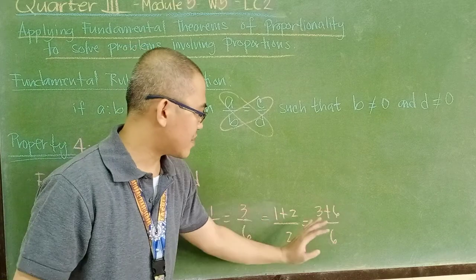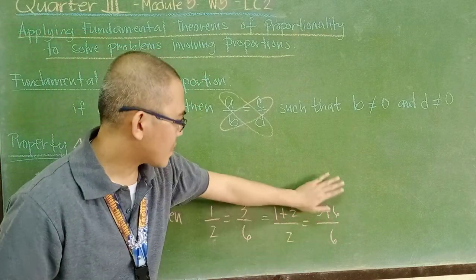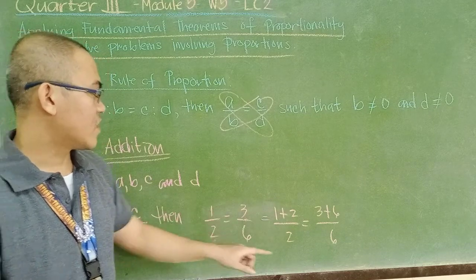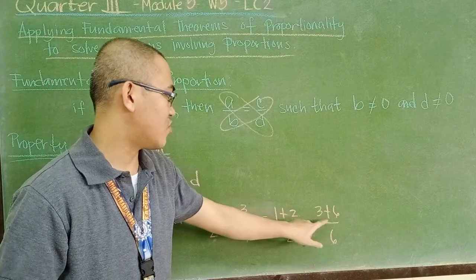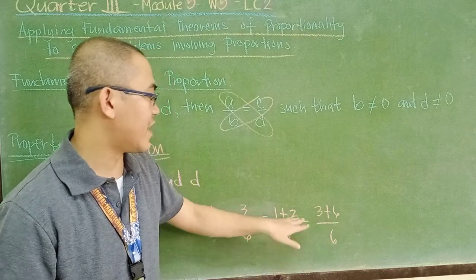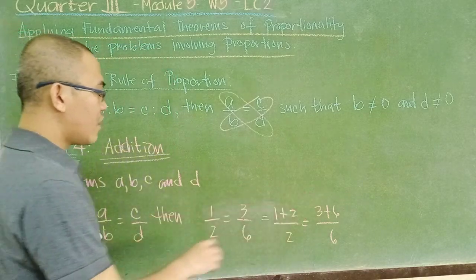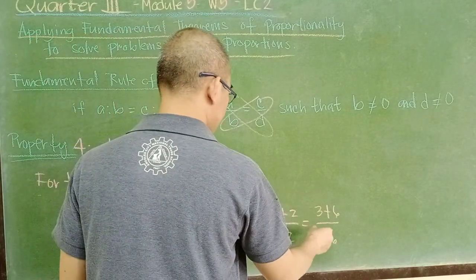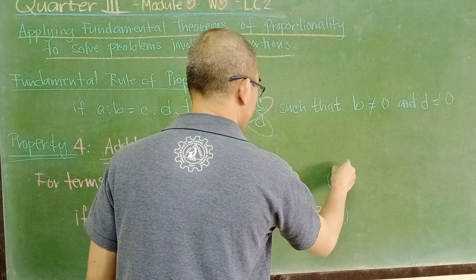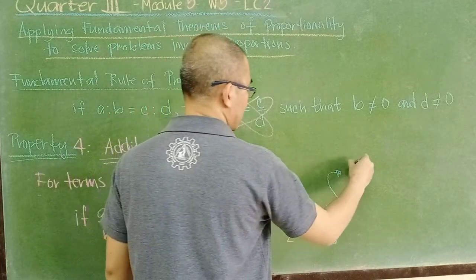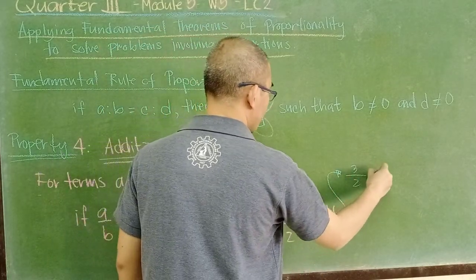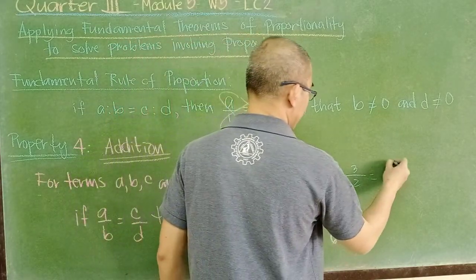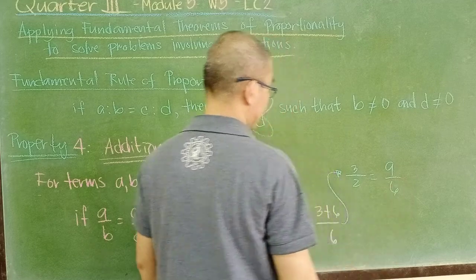Na kung titignan nyo natin dito, dito sa may second part natin, nag-add ako ng 2 dito sa may numerator natin. Tapos dito nag-add din ako ng 6 sa may numerator natin. Kung ano yung denominator mo, yun ang i-add dito sa taas. Now if we will simplify, we'll get 1 plus 2, this is 3 over 2. And then 3 plus 6, that is 9 over 6.